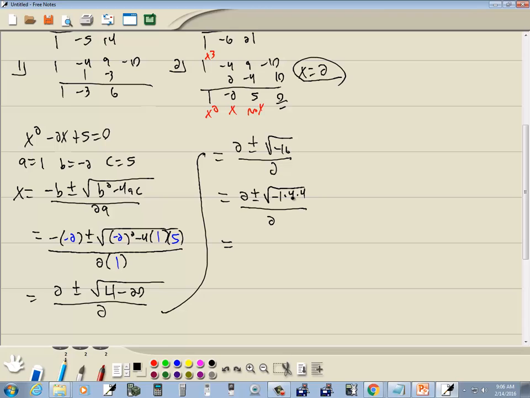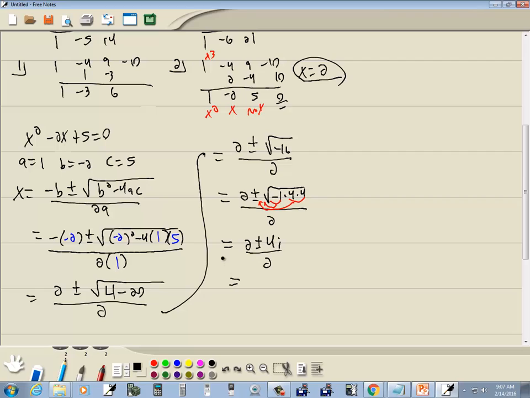Now with square roots, we're looking for pairs of something. Here's a pair of 4s, so they're going to come out as a single 4. And remember, a negative 1 comes out of a square root as an i. So this is 2 plus or minus 4i over 2.